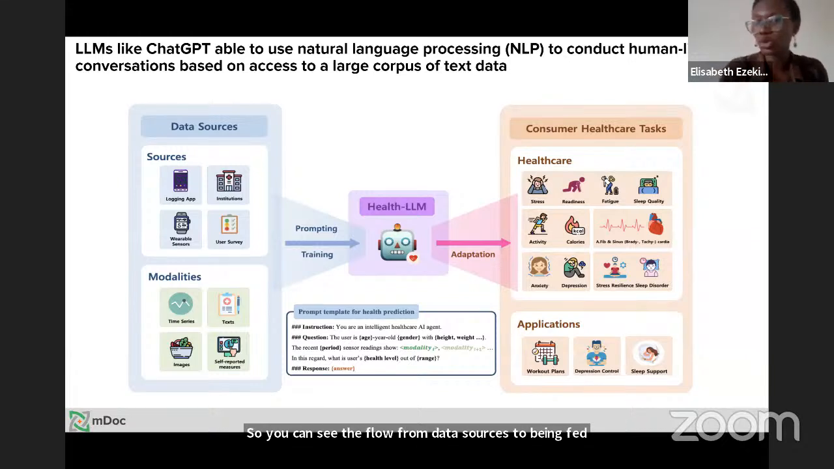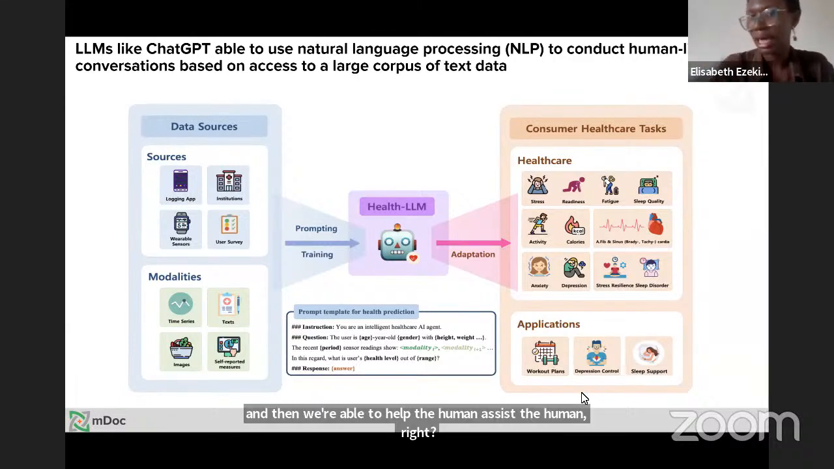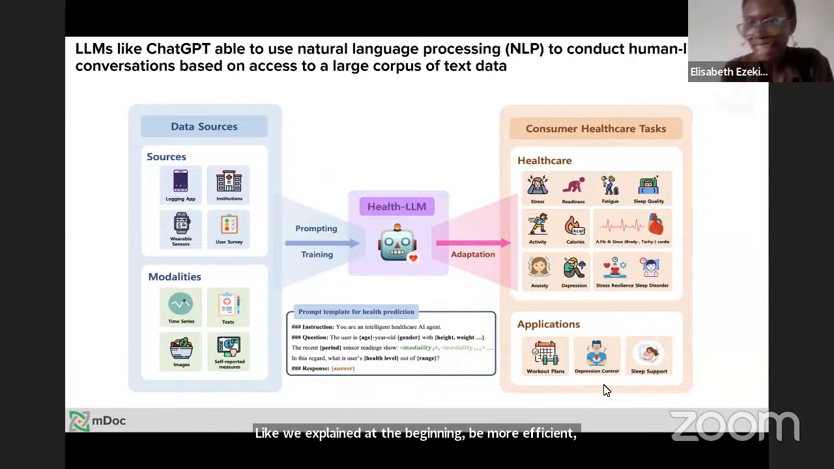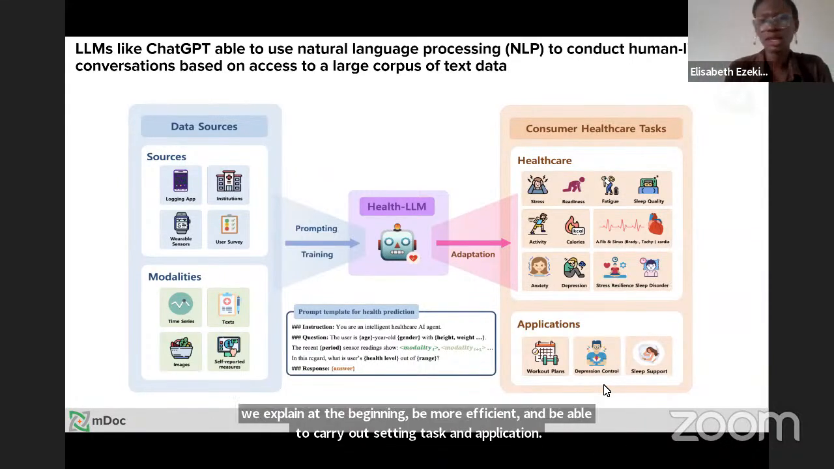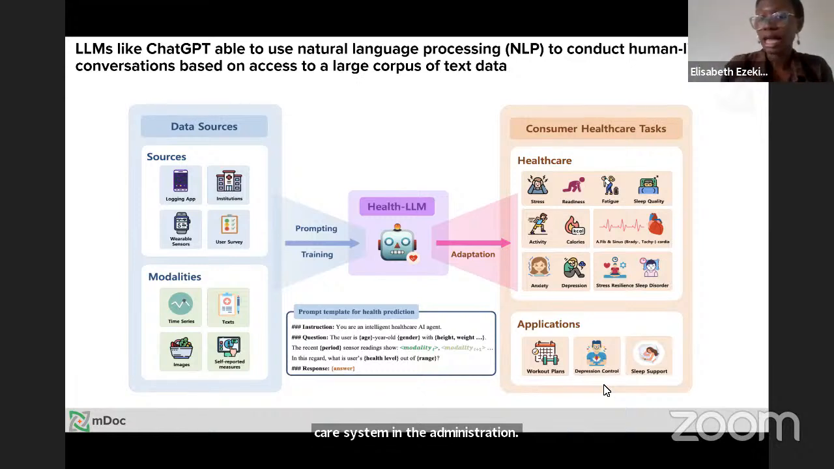and then we're able to assist the human, right? Like we explained at the beginning, be more efficient or be able to carry out certain tasks and applications. So from providing care support for the patients to research to diagnosis to even streamlining workflows in the healthcare system, in the administration. That entire process of how the healthcare systems work and function can leverage large language models to be more efficient. Next slide, please.